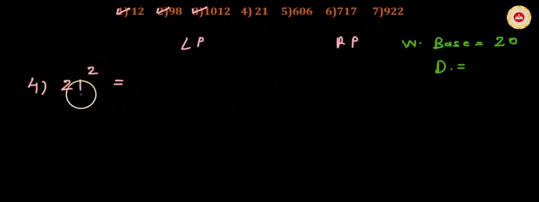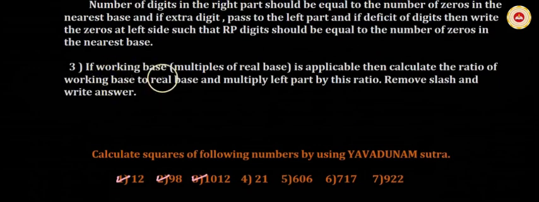Now let us find the deviation. Same formula: subtract the nearest base, in this case the working base, from the given number. It means 21 minus working base 20, which is equal to positive 1. So deviation is 1. Now friends, here the working base is applicable. Let us read the third step. If the working base is applicable, then calculate the ratio of working base to real base and multiply the left part by this ratio.